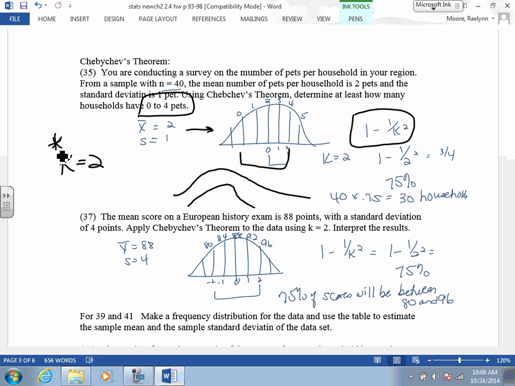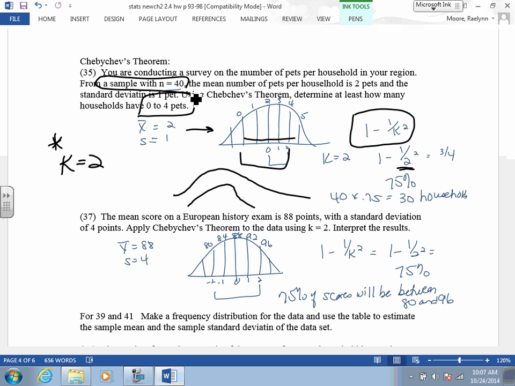So now, normally, this would say 95% of your data lies here. But it's not, because it's not an even, normal, symmetrical curve. So you use his formula, you plug in the 2, and you can be guaranteed that 75% of your data on this non-normal curve that we don't know what it looks like will fall between 0 and 4 pets. See, it's a big difference from 95, isn't it? But he's guaranteeing you 75% of it should be there. So out of your 40 households that you sampled, 75% of those have between 0 and 4.